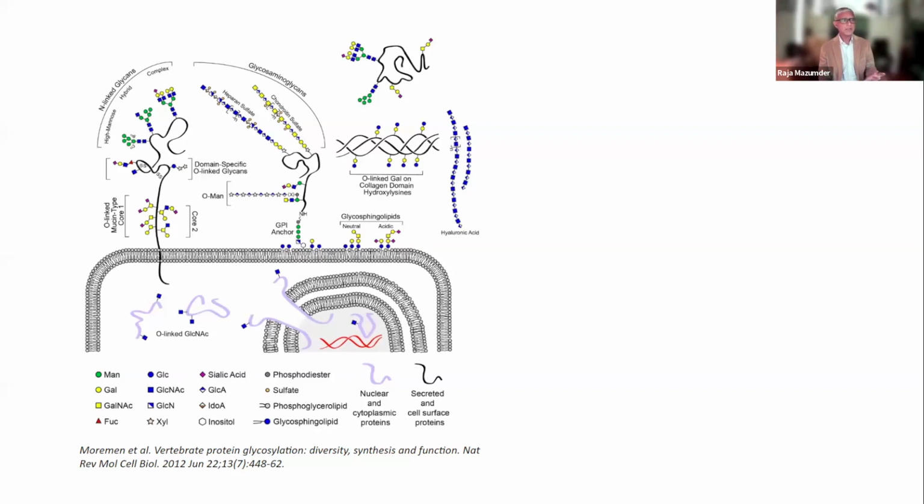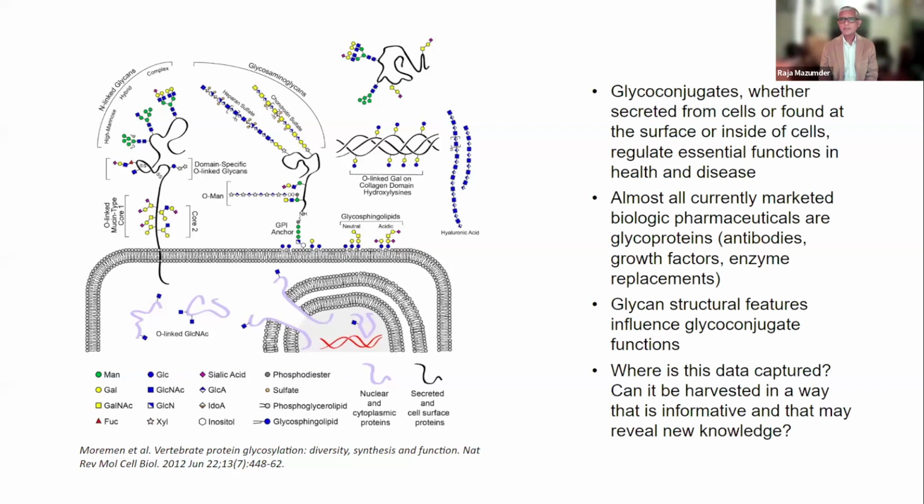And glycans are really important, not just for viruses, but for a variety of other organisms, and they can affect the final outcome. So glycoconjugates, whether secreted from cells or found on the surface or inside cells, regulate functions. Almost all currently marketed biologic pharmaceuticals are glycoproteins: antibodies, growth factors, enzyme replacements. Glycan structural features influence glycoconjugate function.